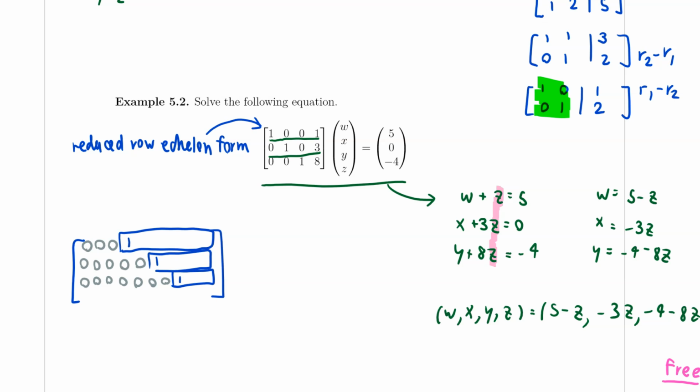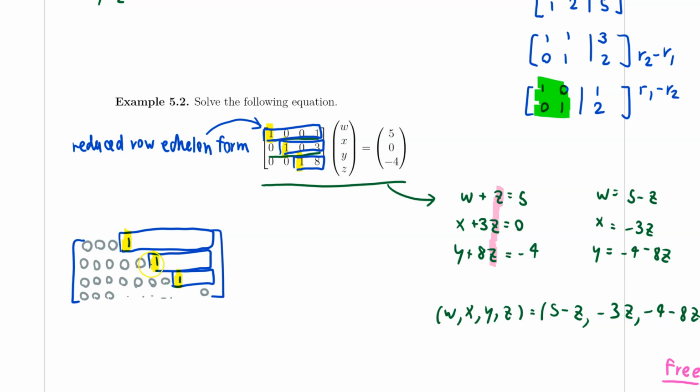It could also be the case that all the numbers in a row are 0, so this row can also be all 0. You can see that each blue bar that we have here gets shorter and shorter. This is my leading one, this is my leading one, and this is my leading one. And so my blue bar, if I go from top to bottom, is going to get shorter and shorter.